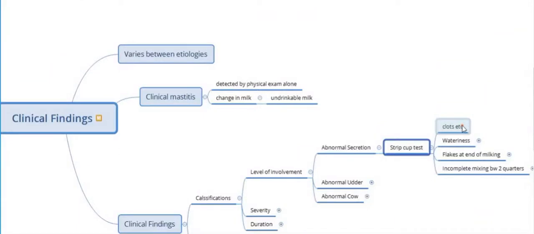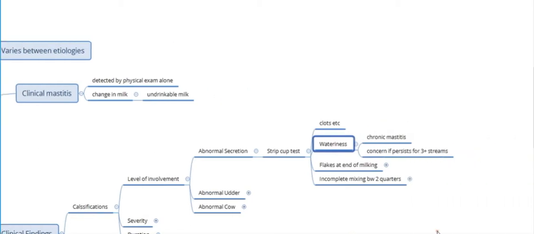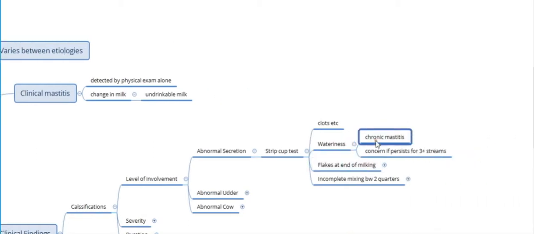Abnormal secretion means you do a strip cup test. You draw your milk onto a shiny black surface. Then you will be able to appreciate the clots, wateriness and flakes, and that can show that the udder may be normal, but the milk alone is affected. So there is abnormal secretion. Wateriness indicates chronic mastitis, and this can be a concern when the wateriness is persistent for at least 2 or 3 or more streams of milk. Otherwise it is okay.